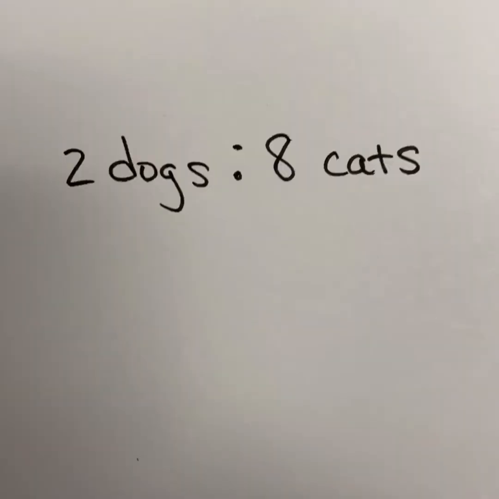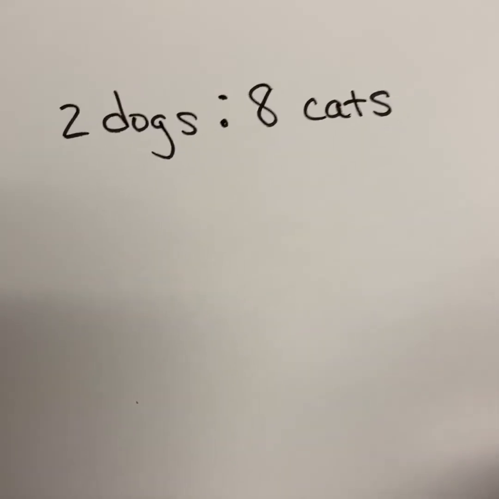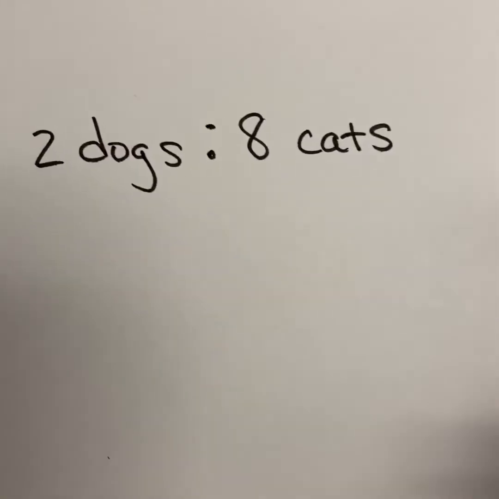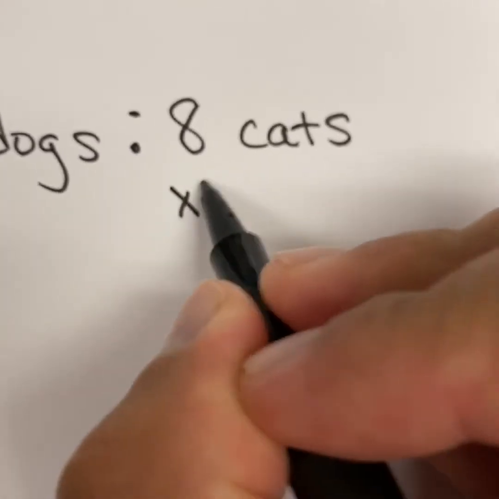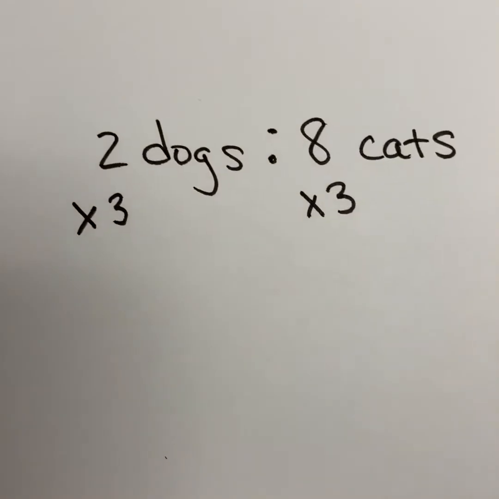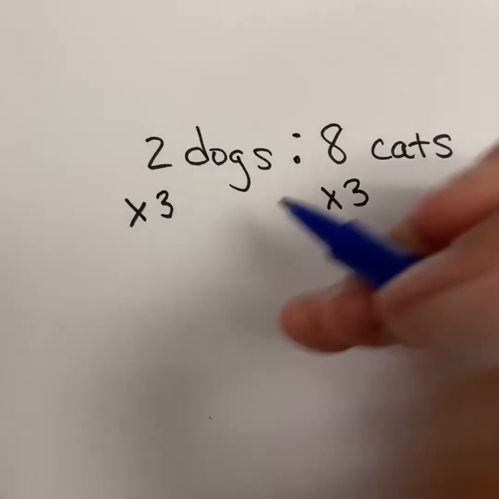Let's go ahead and work through another one with a different ratio to start with. Our beginning ratio here is 2 dogs to 8 cats. The relationship between the two numbers in our ratio here is that there are 4 times as many cats as there are dogs. So let's go ahead and scale this ratio up. Let's go ahead and just multiply by, let's use 3 this time. Multiply by 3.